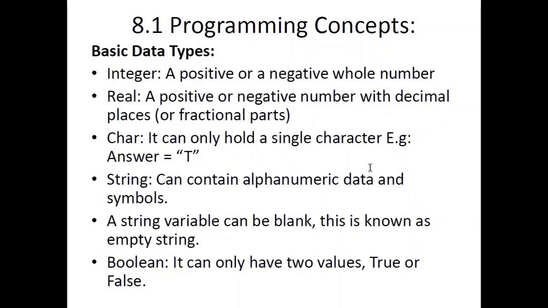Next we have some basic data types. Integer, a positive or a negative whole number. Real, a positive or negative number with decimal places or fractional parts. A char, which can hold a single character only, for example T, F, A, etc. A string, it contains alphanumeric data, means both numerical and alphabetical data can be stored along with special symbols. A string variable can be blank, this is known as empty string. And last but not the least, the Boolean data type, which can only have two values, either true or false. There cannot be a third value.